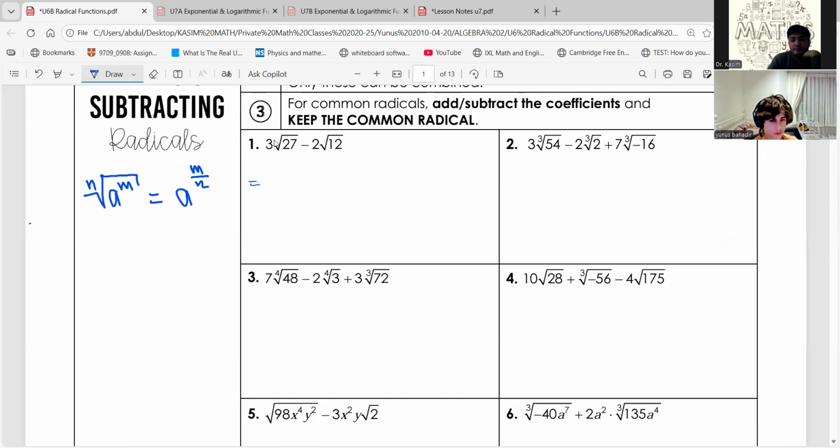Well, 27 is 9 times 3, right? Yeah. So it is 3 times square root of 27. We have just done this. 3 times square root of 3, right? Because 27, we can write as 9 times 3. And square root of 9 is 3. Yeah. And how about 12? We can write as 4 times 3. And square root of 4 is 2.